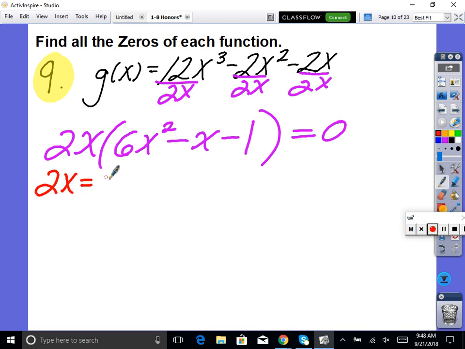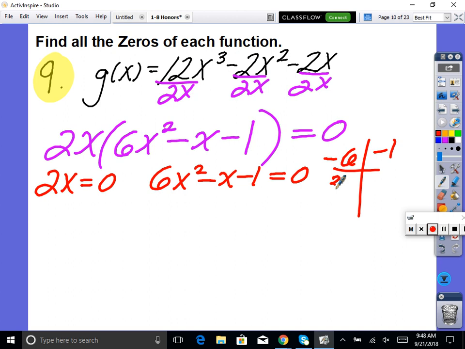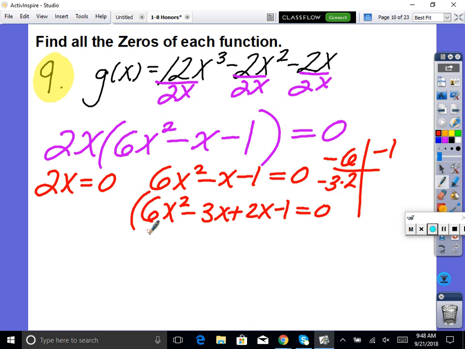So we have 2x equals 0, and we have 6x squared minus x minus 1 equals 0. I'm going to see if it factors. What multiplies to be -6 and adds up to be -1? 3 and 2, right? -3. So now I'm going to do a long factor. So 6x squared, drop and break, minus 3x plus 2x minus 1. Factor by grouping. We know how to long factor, hopefully by this point in the year.